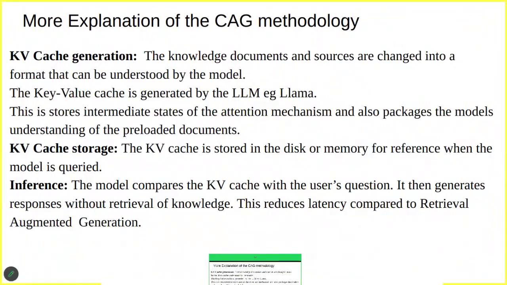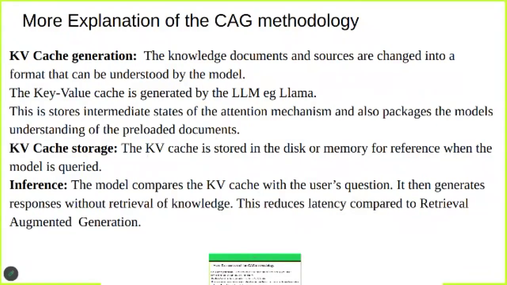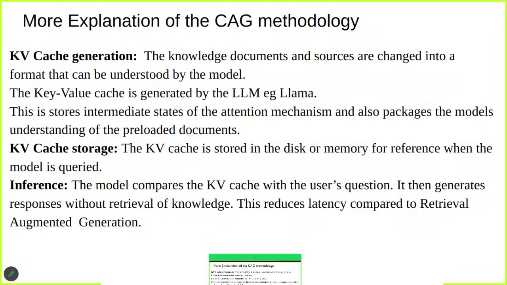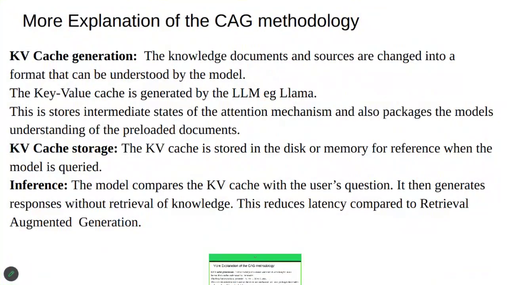First of all, the source, the knowledge documents. Let's say someone asks about dogs. The documents are picked from the source and then they are changed to a format that is understood by the model. Guess the format. Now that format is a key value cache, which is generated by the LLM, let's say Llama. Now this is stored.